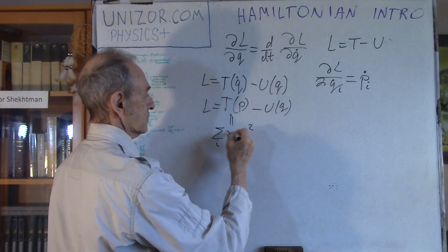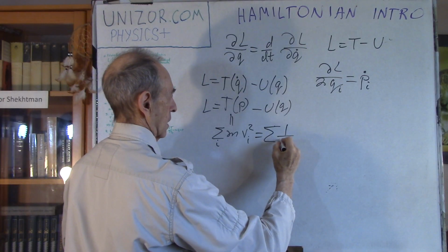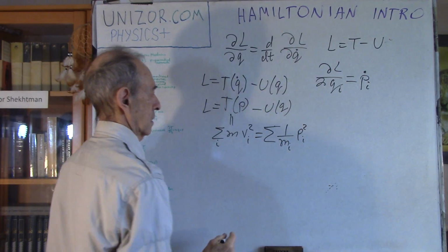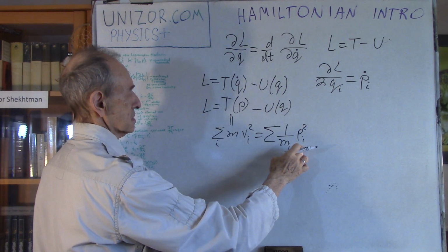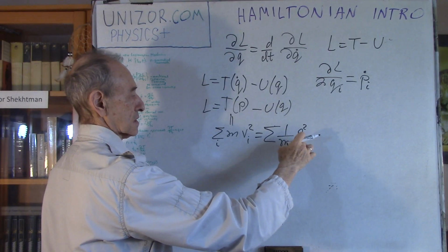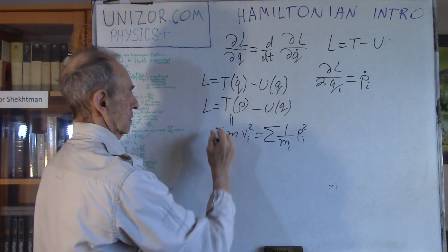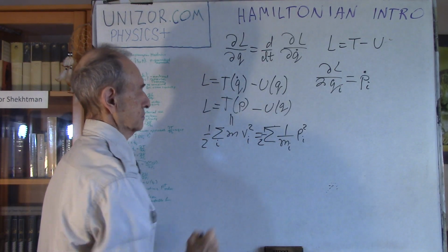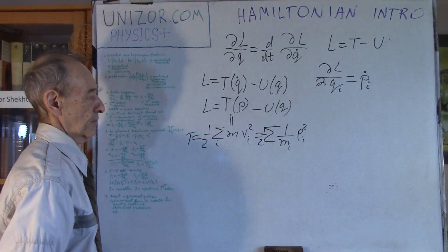Now, if instead of this I put this, that's the same thing, right? p is mv, so p squared would be m squared v squared, divided by m, it would be this. I really have to put 1/2 here, I'm sorry. So that's the definition of T, kinetic energy.